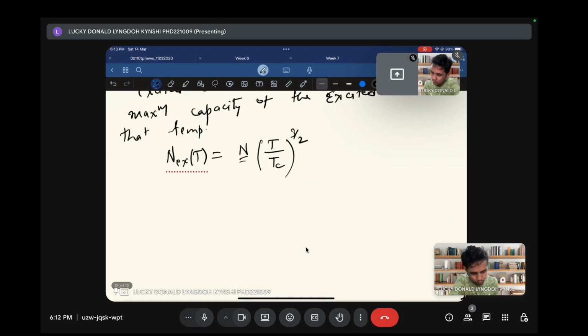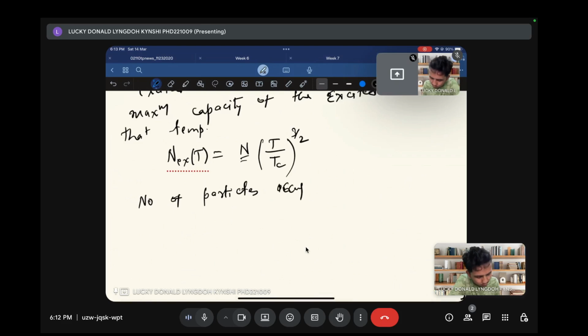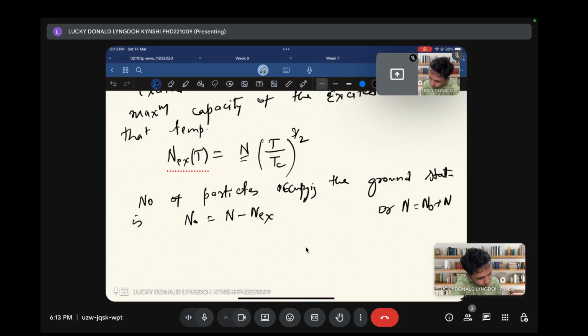So now, the number of particles occupying the ground state is N0, which is equal to N minus N excited state. Or in other words, we get N is equal to N0 plus N excited state. That is, the total number of particles is equal to the number in the ground state plus the excited state.